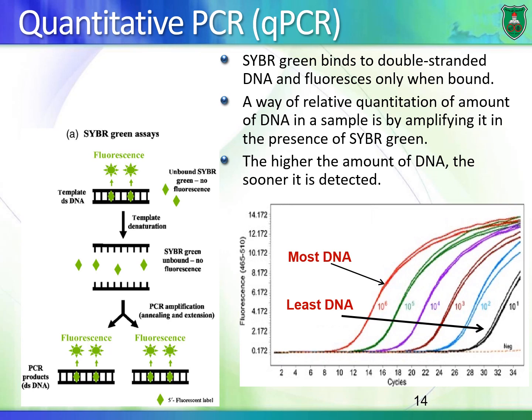SYBR Green is basically a small molecule that can bind to double-stranded DNA specifically. Once it binds to double-stranded DNA, it fluoresces. So if there's no binding between SYBR Green and DNA, there is no fluorescence. But once it binds to double-stranded DNA, it fluoresces.